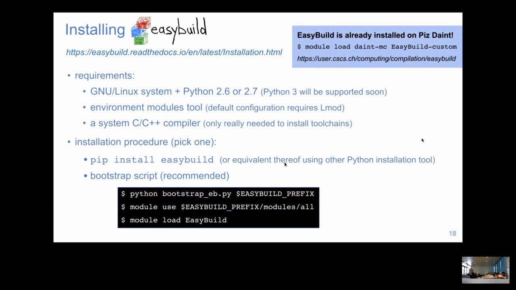On Piz Daint, you don't actually have to install EasyBuild, it's already there. When you load one of the Daint MC or Daint GPU modules together with the EasyBuild custom module, you're actually good to go. This is also covered in the CSCS documentation behind this link. If you follow what's behind this link and just load these two modules, you're good to go. And I'll show in a bit how that works.